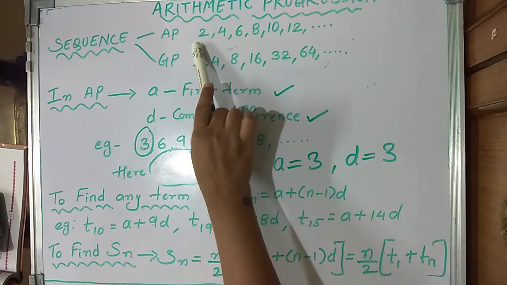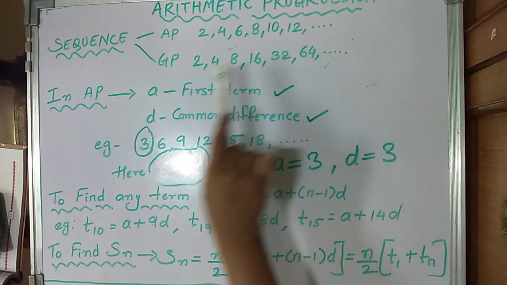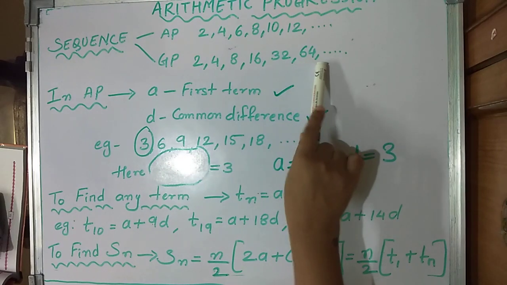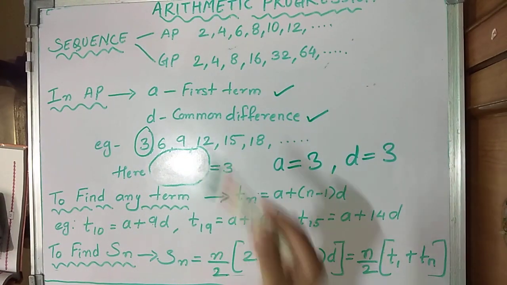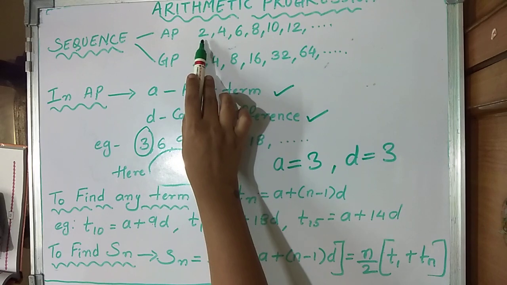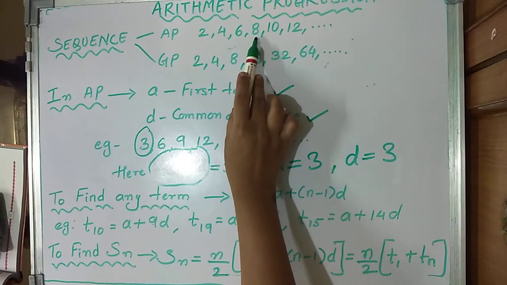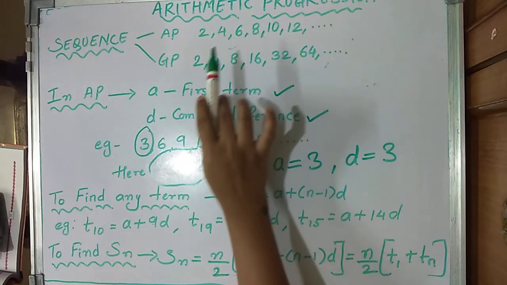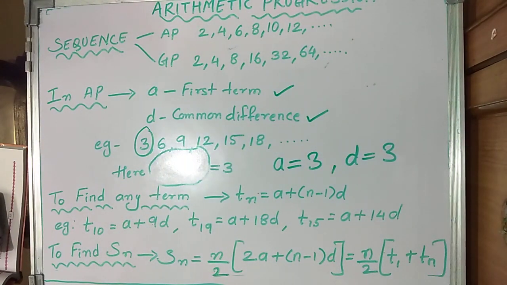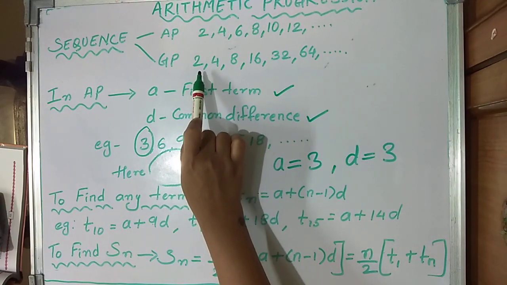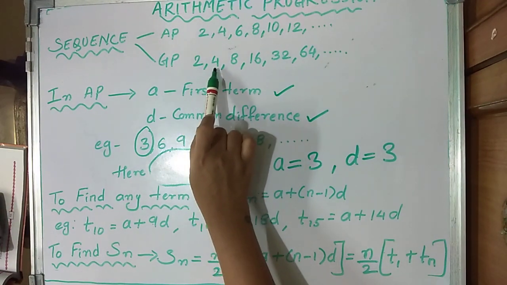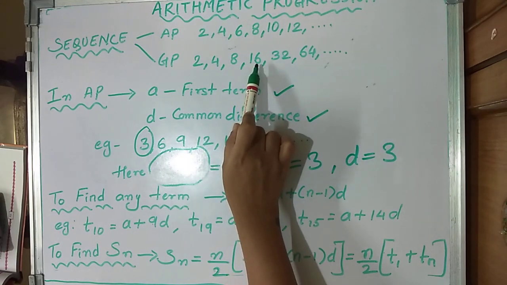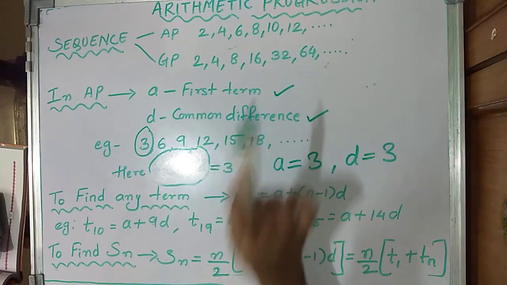Here we see two examples: 2, 4, 6, 8, 10, 12 and 2, 4, 8, 16, 32, 64. If you observe, we add 2 every time to get the next number. 2 plus 2, 4, 4 plus 2, 6, 6 plus 2, 8, 8 plus 2, 10 and 10 plus 2, 12. So such a sequence where we add a definite number to go ahead with the next number is called arithmetic progression. Whereas a sequence like this where we are multiplying by 2 every time: 2 2s are 4, 4 2s are 8, 8 2s are 16, 16 2s are 32, 32 2s are 64.